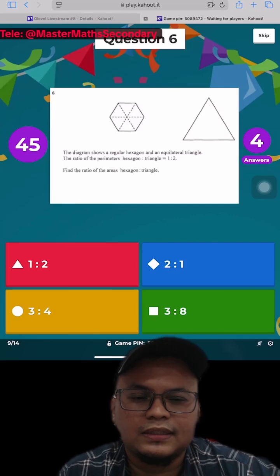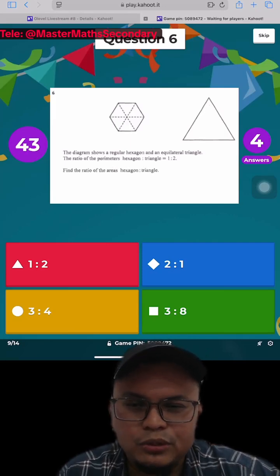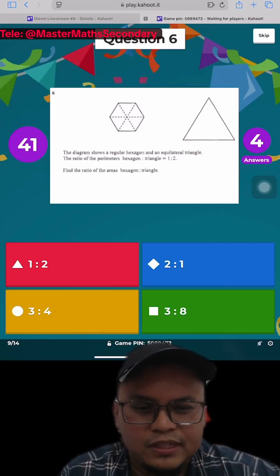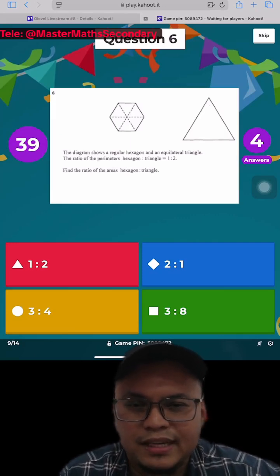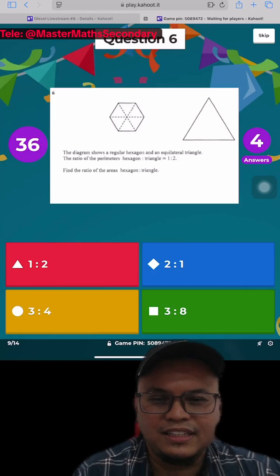This one here is a bit challenging. I'll be showing you the answers later, but you'll give it a try first. Okay, you have 40 seconds for those of you who haven't keyed in your answers.